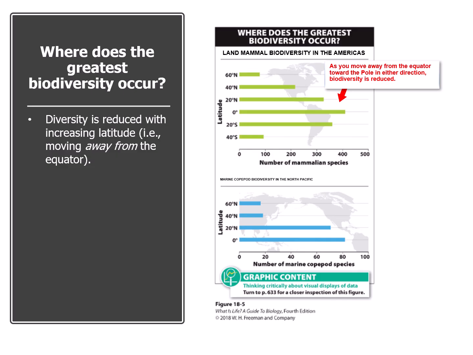Now, we've talked a little bit about this before, but let's address it again. So, where on Earth do we see the greatest biodiversity? And that is going to be around the equator.